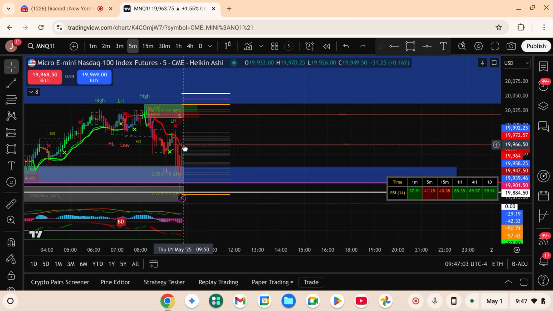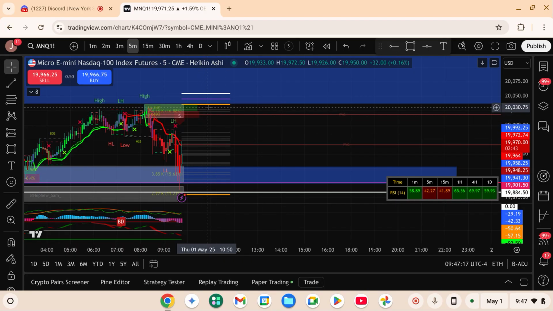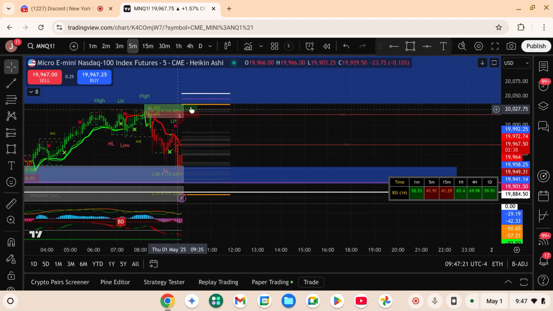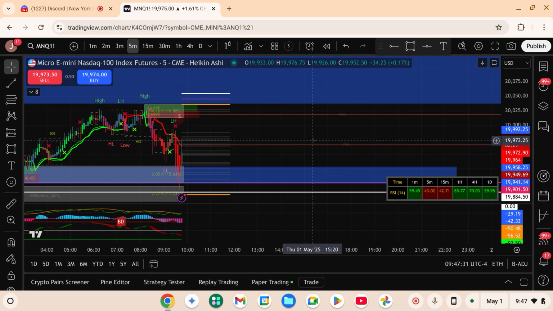If we can get above this VWAP here on the 5 minute, that would be a good entry to target this here, all of this liquidity. What is that? But I'm gonna wait until news passes.